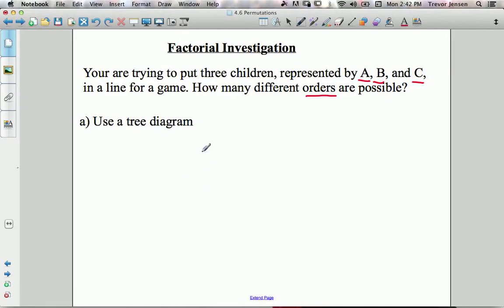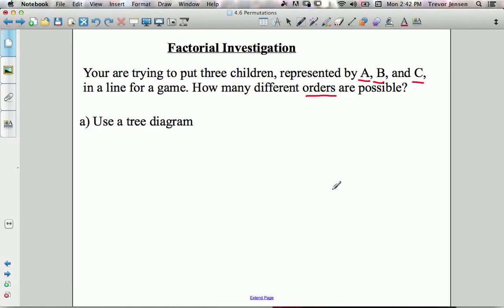If you want to think about it, we could have A, then B, then C. Or maybe A, then C, then B. Or maybe B, then C, then A. There's lots of different orders. I don't want to have to write them all out.